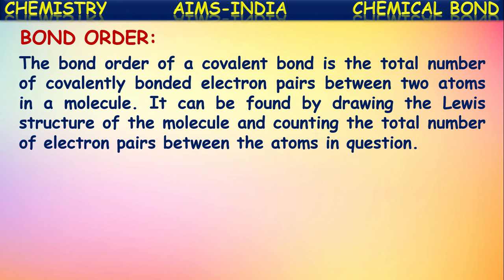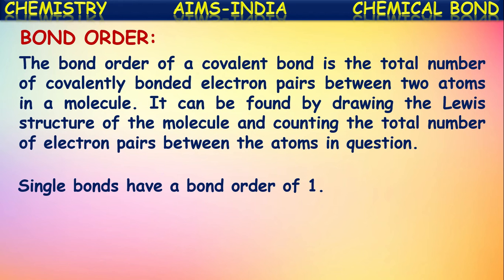Okay, bond order can be defined as the total number of covalently bonded electron pairs, or simply to say the total number of bonds between two atoms represents the bond order. It can be found easily by drawing the Lewis dot structures for that molecule and counting the total number of electron pairs which are shared between the two atoms, which gives its bond order.